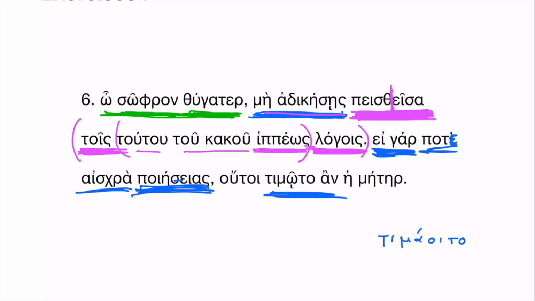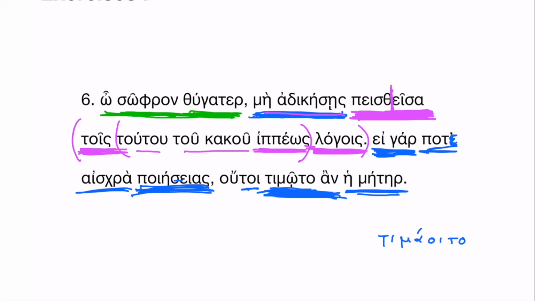And then here's the apodosis, the then clause. Hemeter, your mother, would not, and I think that this is optative, present optative passive. Your mother would not be being, let me tell you, honored.